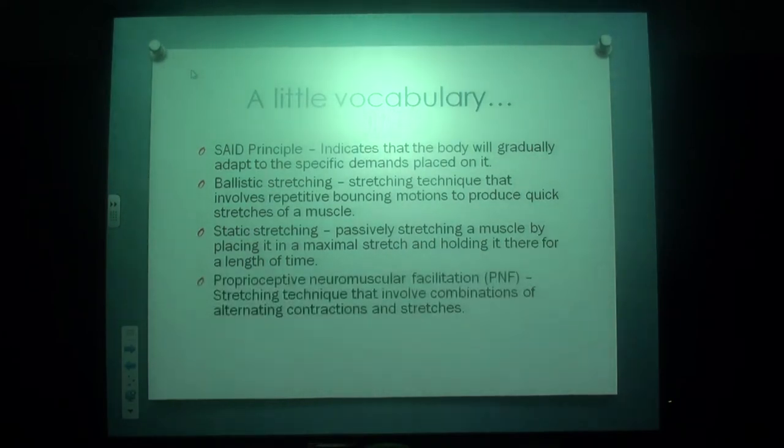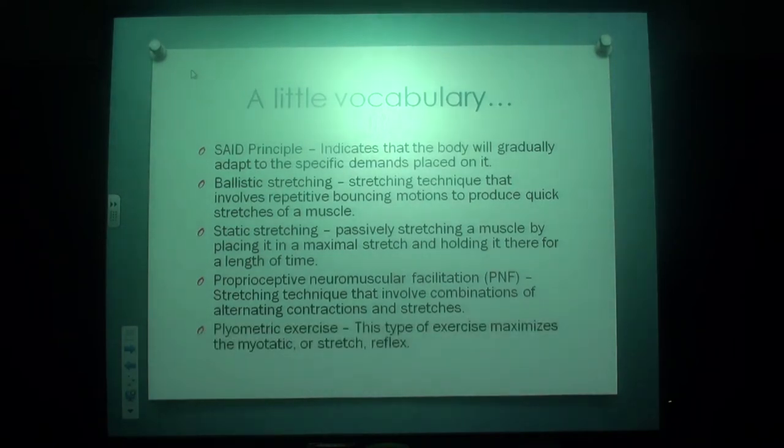Proprioceptive neuromuscular facilitation, or PNF stretching. It's a stretching technique that involves combinations of alternating contractions and stretches. So the person will stretch you, but you also push against them at the same time while they're stretching. PNF stretching. Plyometric exercise. This type of exercise maximizes the myotatic or stretch reflex.